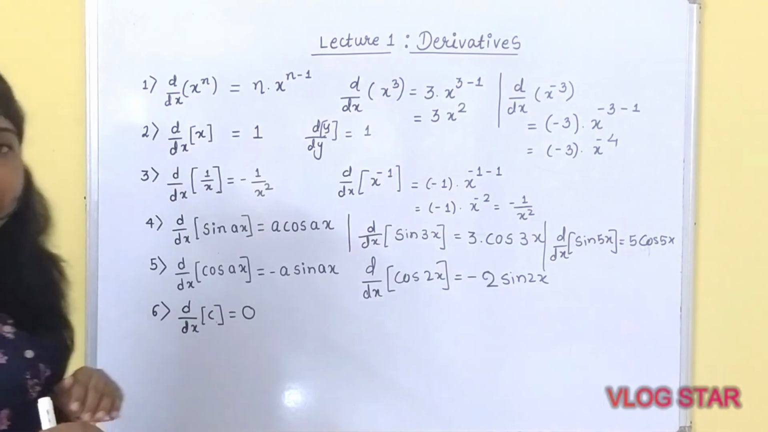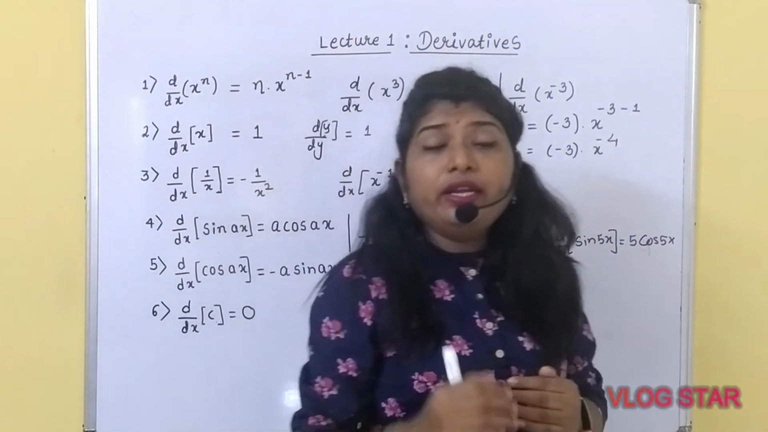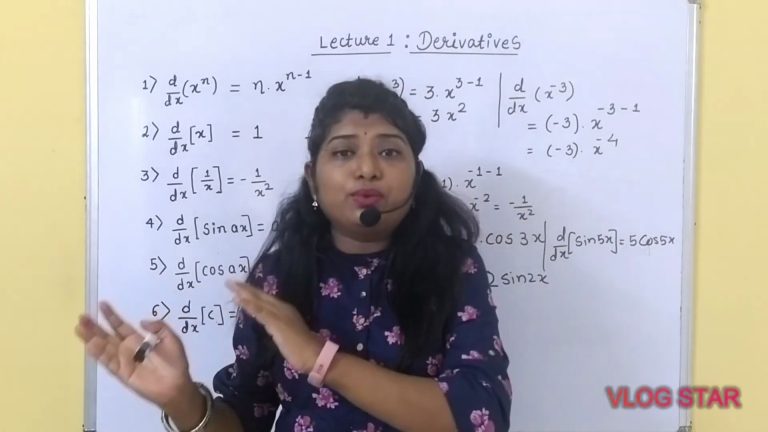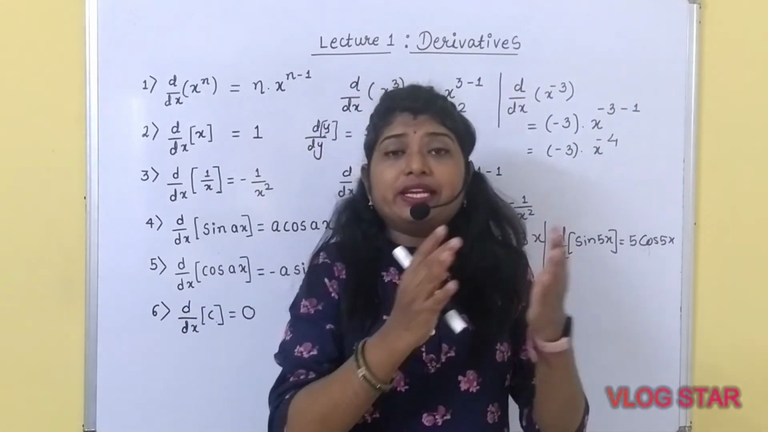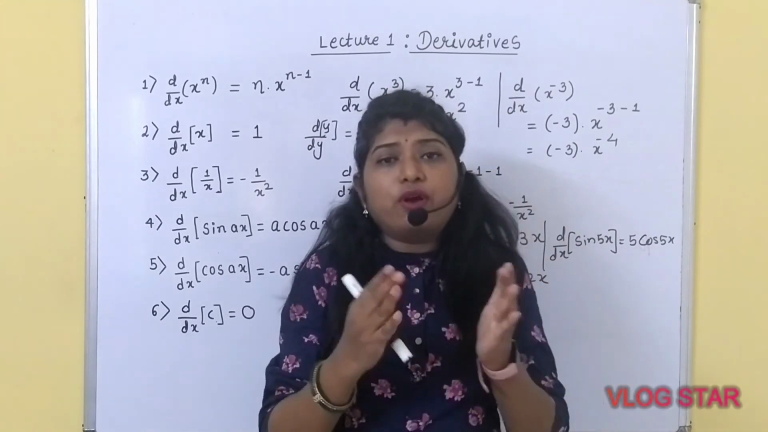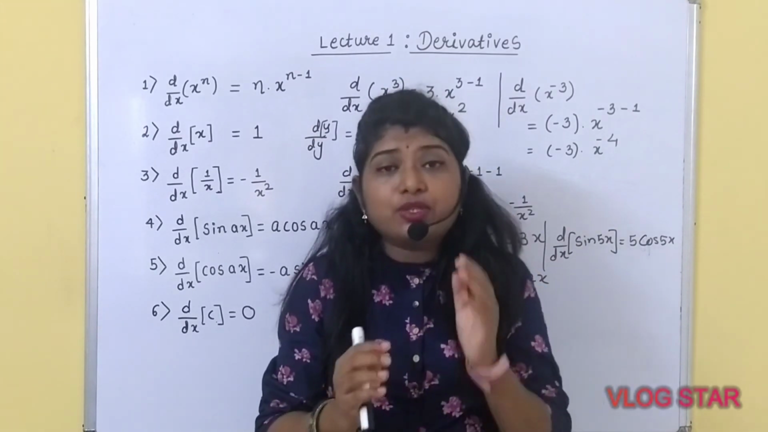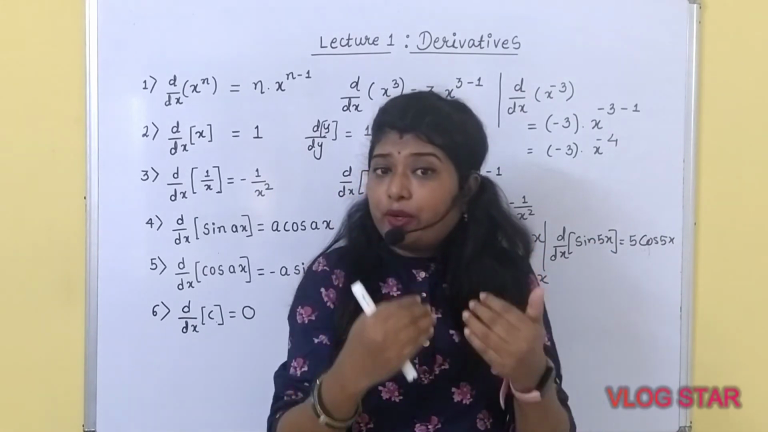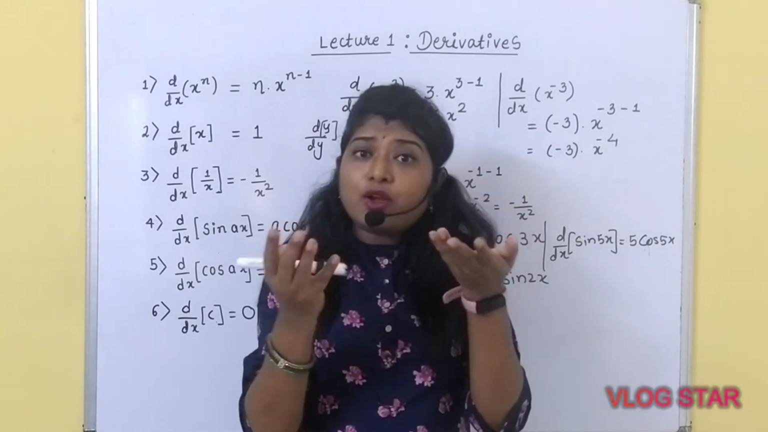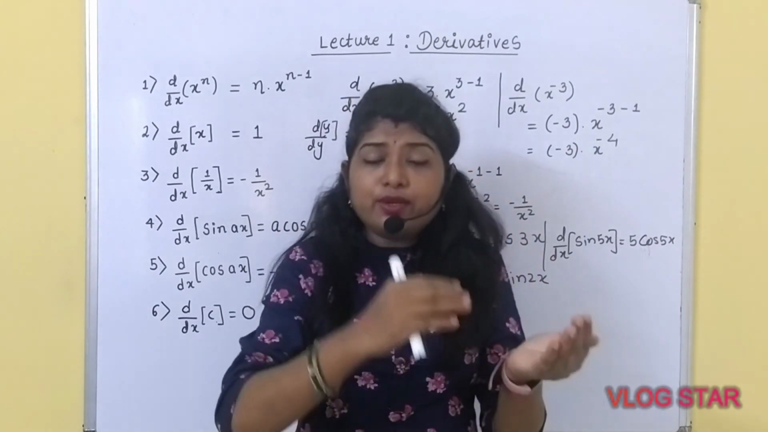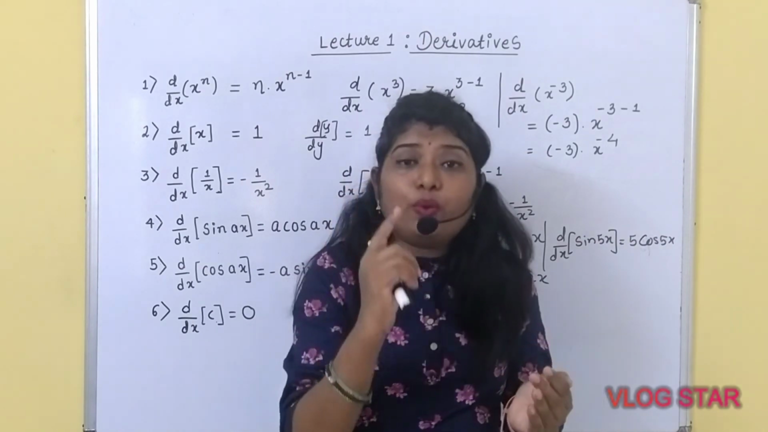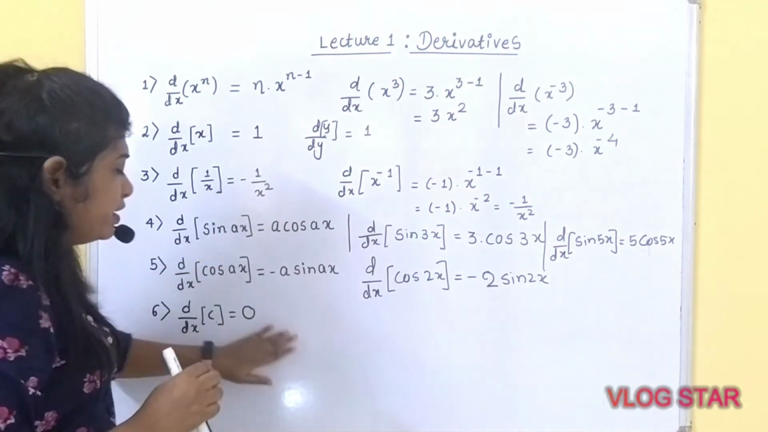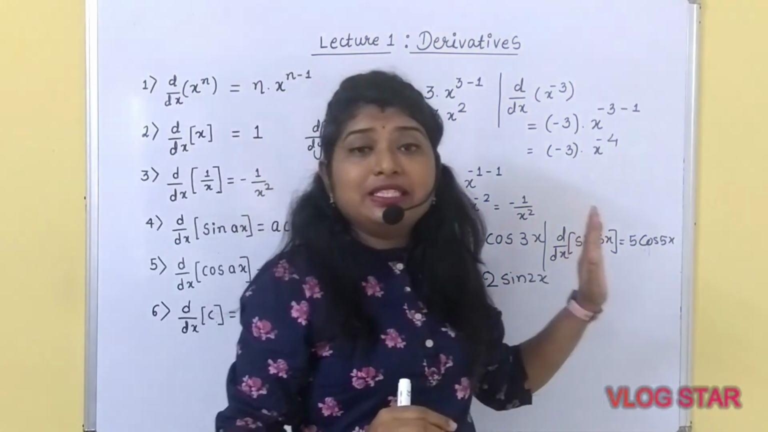The last formula in today's lecture is that the derivative of a constant term is always equal to 0. If I ask you the derivative of 1, as 1 is a constant term, it is always equal to 0. If I ask you the derivative of y with respect to x, as y is constant with respect to x, the derivative of y with respect to x is always equal to 0. I hope you have understood all these 6 formulas related to derivatives.